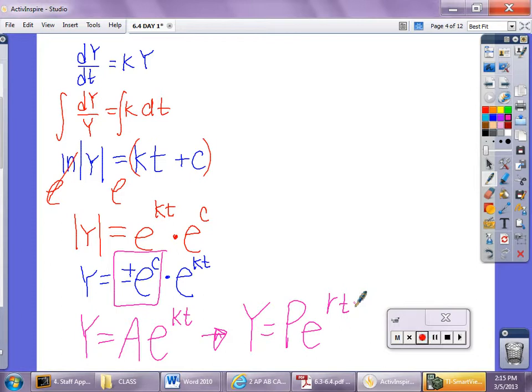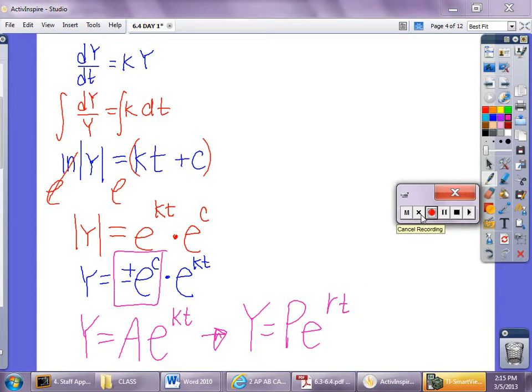So what we've just done is kind of proven the equation for compounding continuously. The relationship has to do with the fact that the rate of change is directly proportional to the amount that's there. So if you look at the two equations, they're very similar.